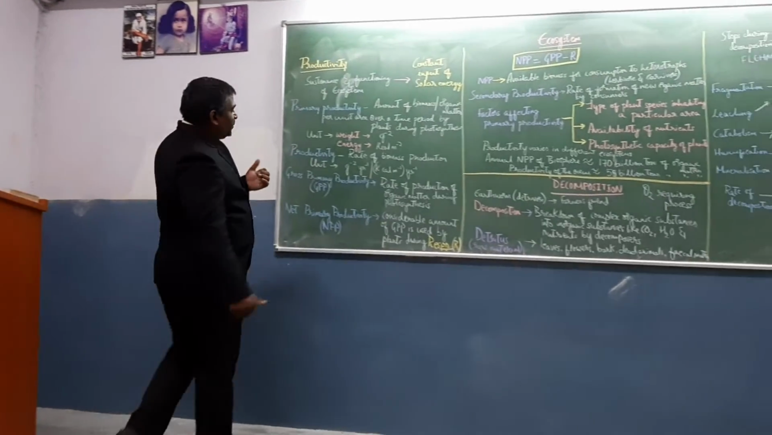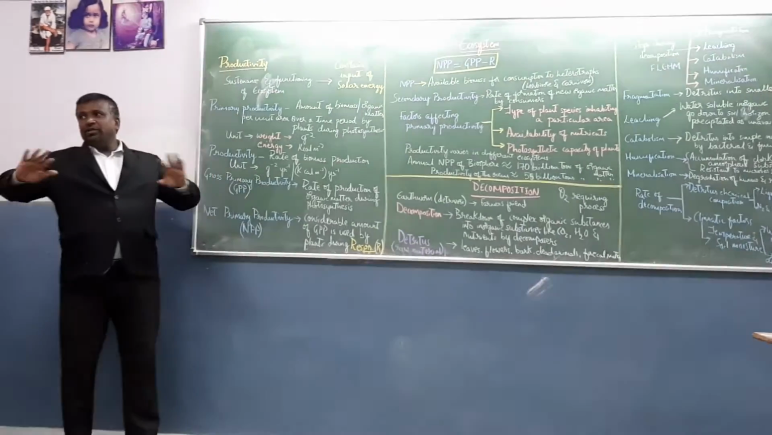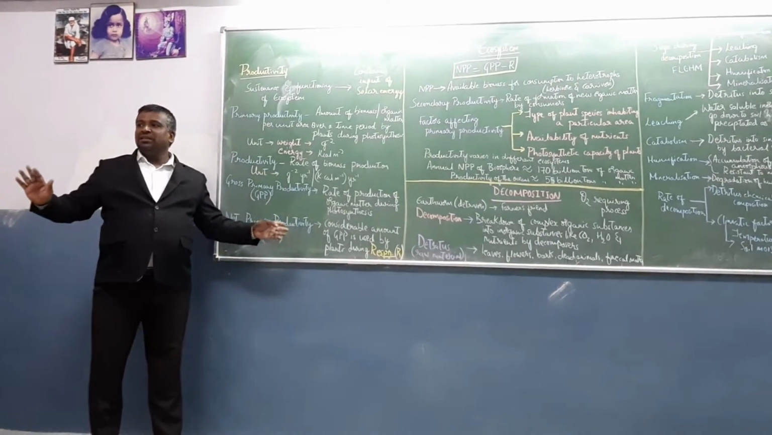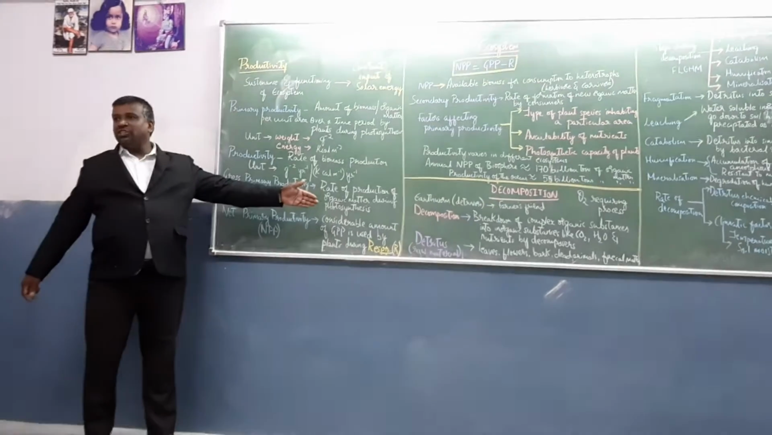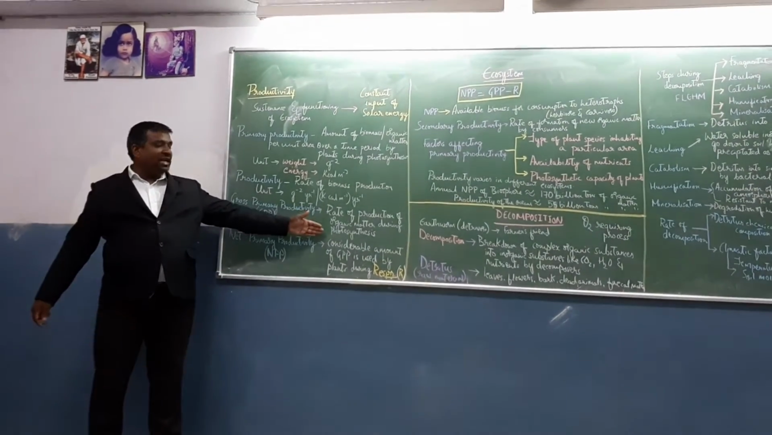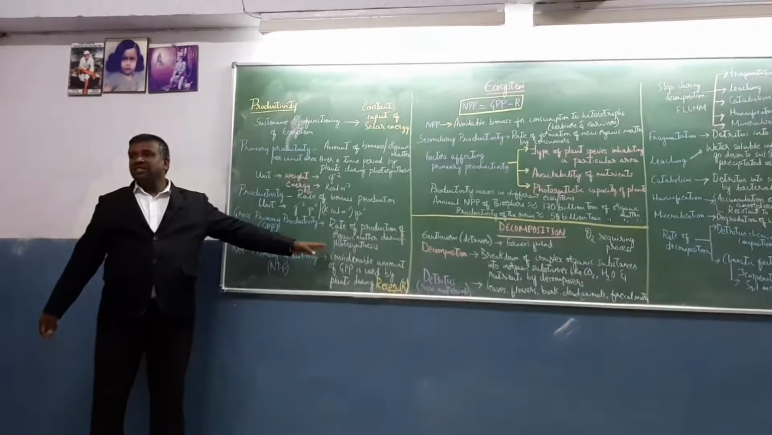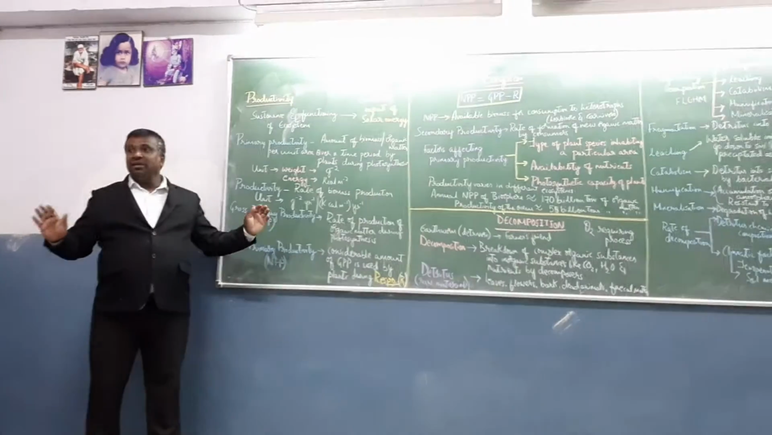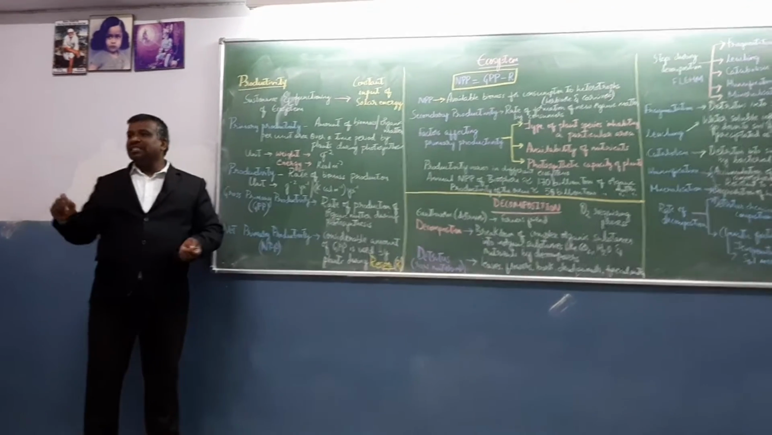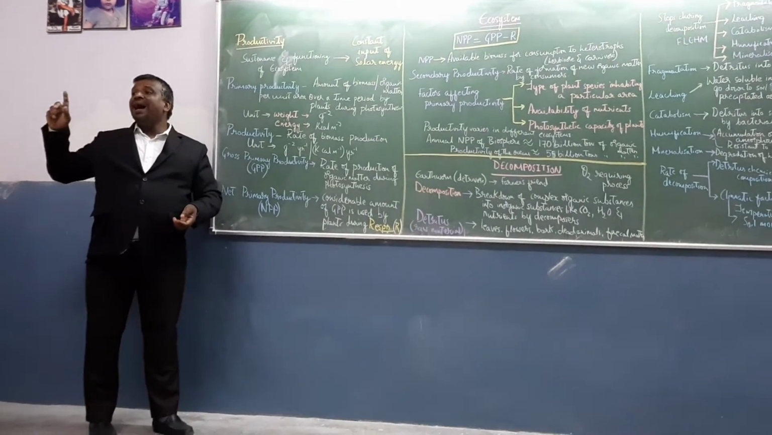So that is what you have to understand. In gross primary productivity, we are not considering loss. We are just talking about gross primary productivity as the rate of production of biomass or organic matter during photosynthesis by plants. That is called GPP, gross primary productivity. Net primary productivity is nothing but GPP minus R.